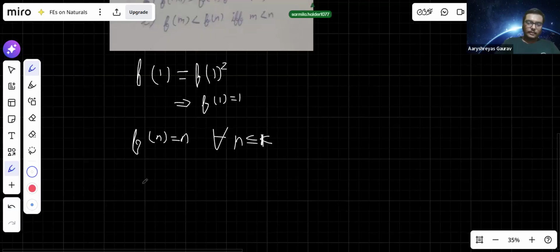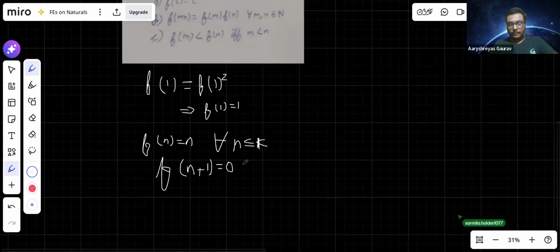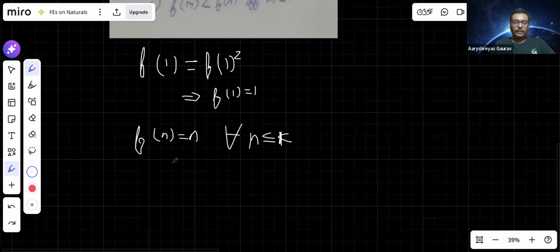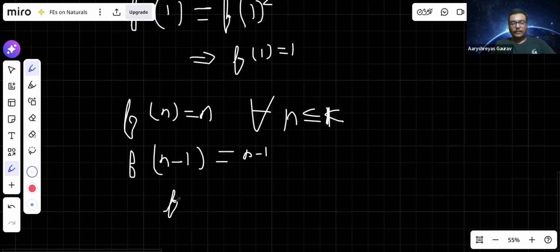So if I want f of n plus one, sorry, what am I writing? Since we have this, we can definitely say that f of n minus one is n minus one. And by the second condition, we can get f of n times n minus 1 is n times n minus 1.